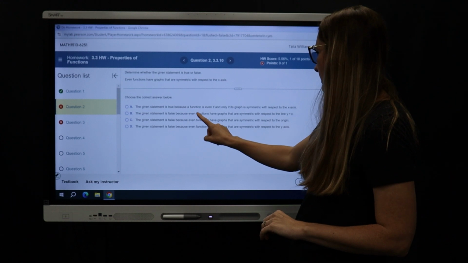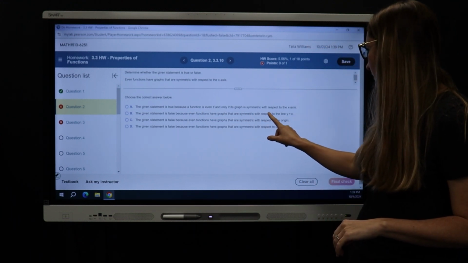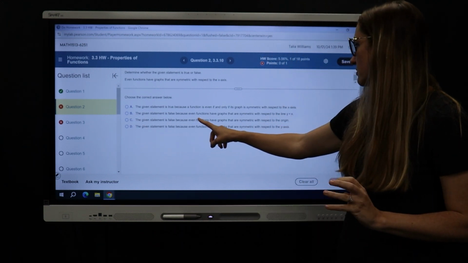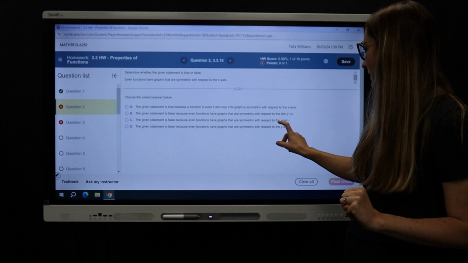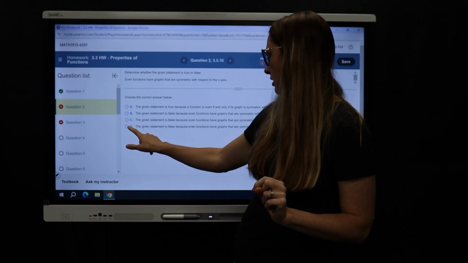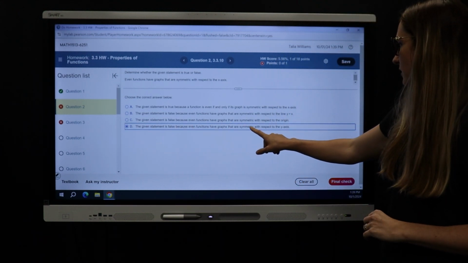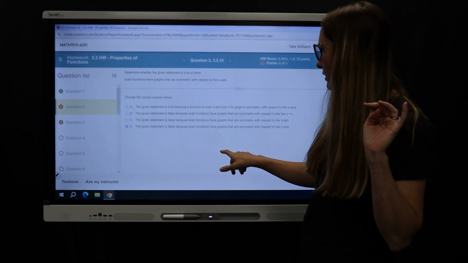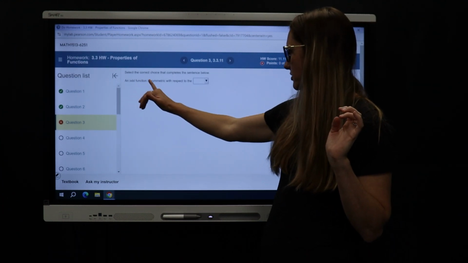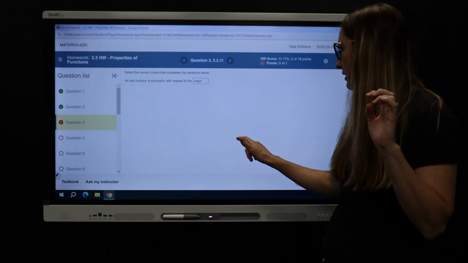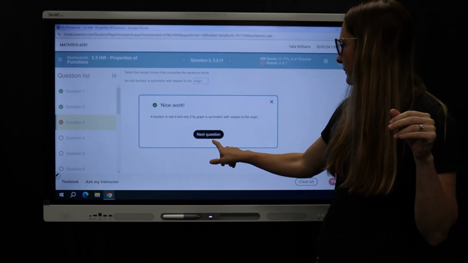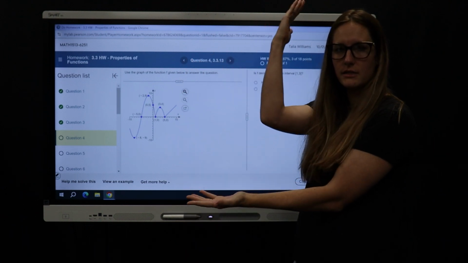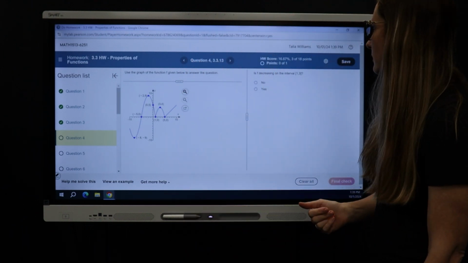The given statement is false because even functions have graphs that are symmetric with the line y equals x. We're not talking about obliques. The given statement is false because even functions have graphs that are symmetric with respect to the origin. That's odd. The given statement is false because even functions are symmetric to the y-axis. So that just gave away this next one. An odd function is symmetric with respect to the origin, because if it is with the x-axis, it's usually not a function. If you can fold it across the x-axis, it's not going to pass the vertical line test.